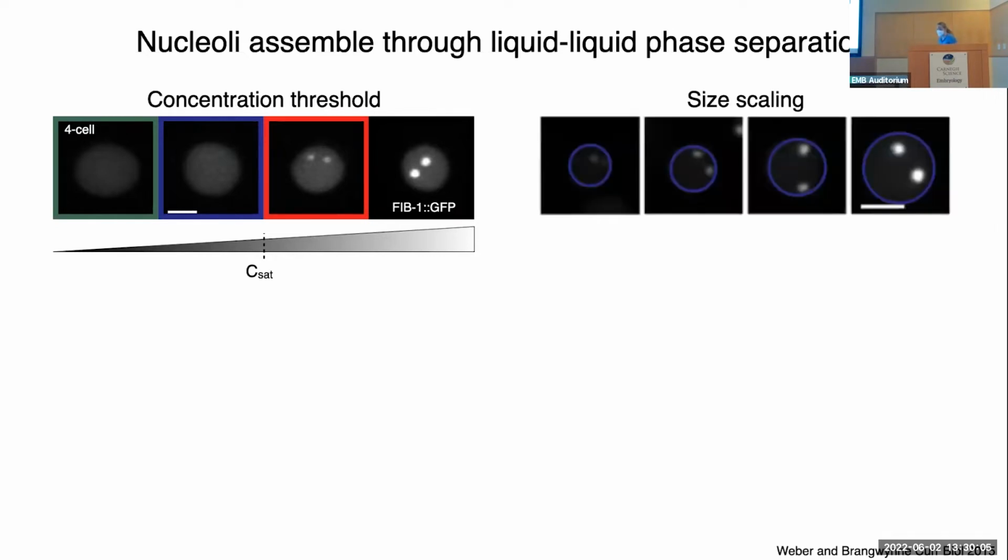In addition, if you keep the concentration constant but change the size of the cell, then you should see a proportional scaling. So a large cell or nucleus will have more molecules than a small cell, even at the same concentration. And so you will get a larger structure when it condenses. And so that also checked out.